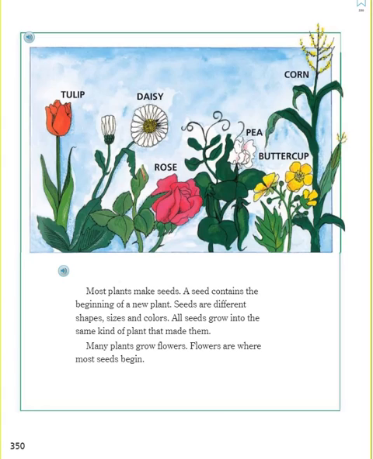Most plants make seeds. A seed contains the beginning of a new plant. Seeds are different shapes, sizes, and colors. All seeds grow into the same kind of plant that made them. Many plants grow flowers. Flowers are where most seeds begin.